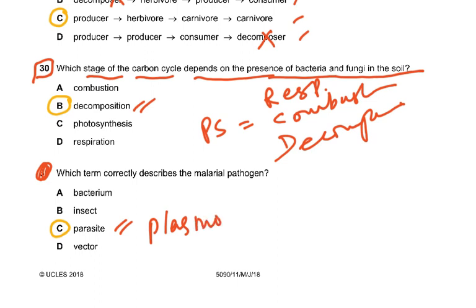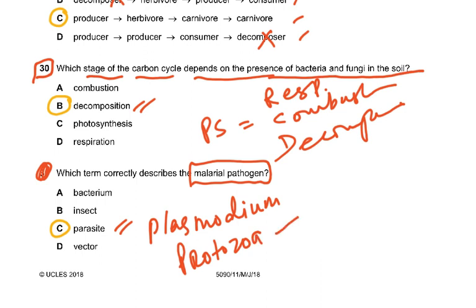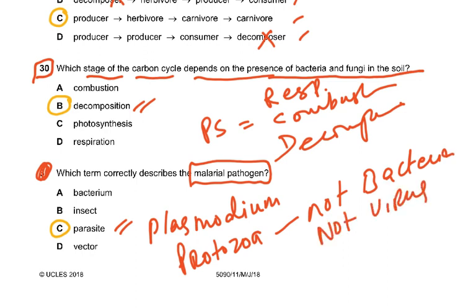It's not a bacteria, it's not an insect, it's not a vector. It says describes the malarial pathogen. Pathogen means the disease causing microorganism, and that is plasmodium, and that is a protozoa. Not bacteria, not virus, not fungus. Please remember this. Even if you don't know it before, you should know it now.